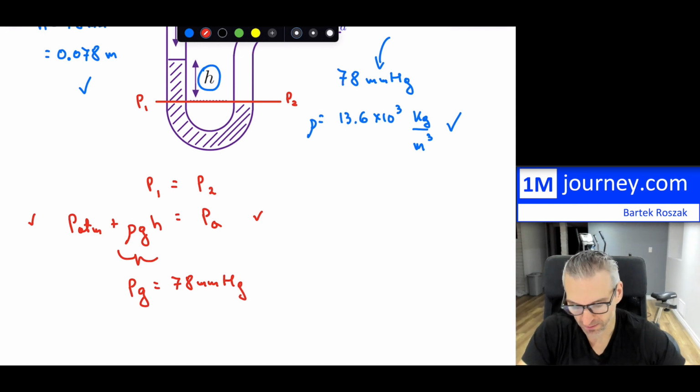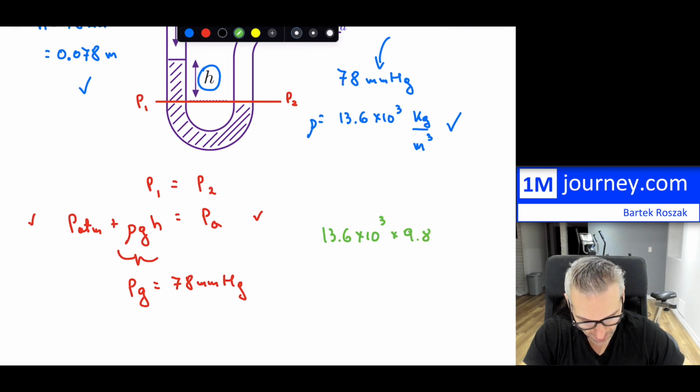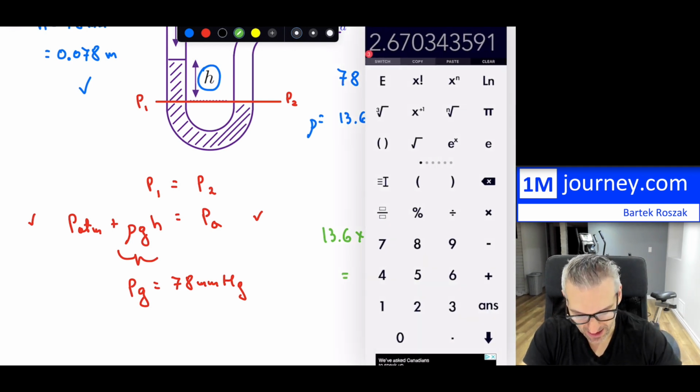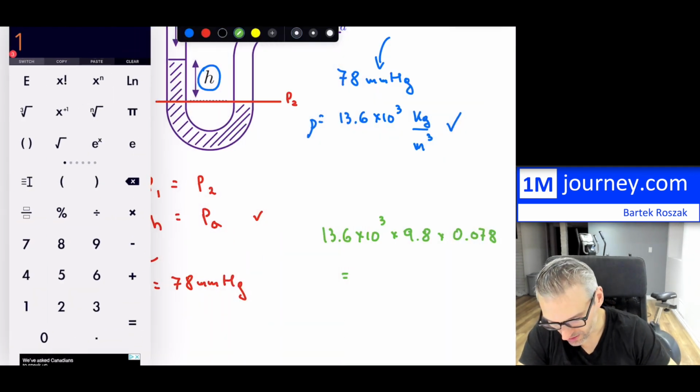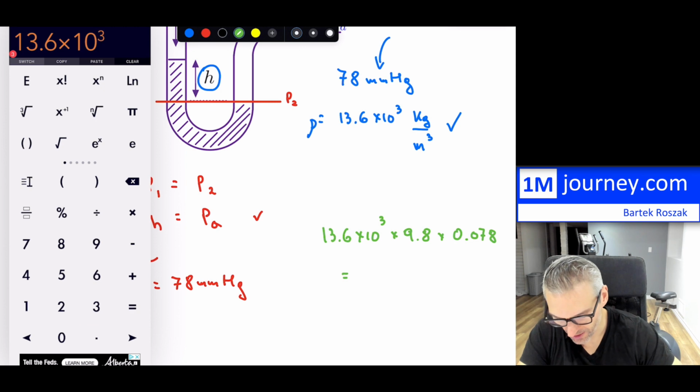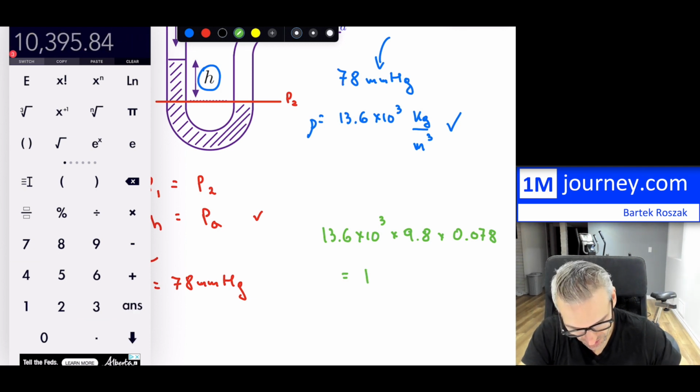Now let's take a look, based on the given information, if they do actually equate. So the density, which is 13.6 times 10 to the 3, multiplied by gravity, which is 9.8, and then multiplied by the height, which is 0.078. This is going to give us the answer in pascals. So let's take a look: 13.6 times 10 to the 3, multiplied by 9.8, and then multiplied by 0.078. I'm going to just write it all out. This is quite a bit of pressure, but this is in pascals.